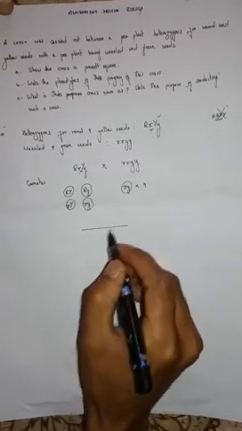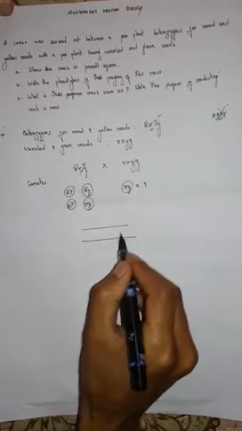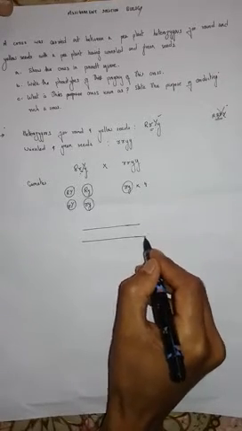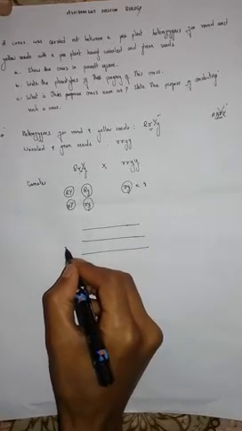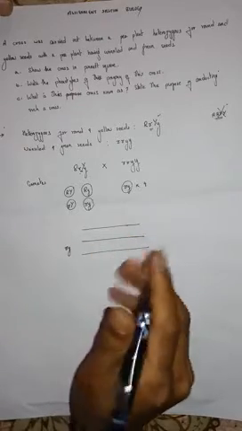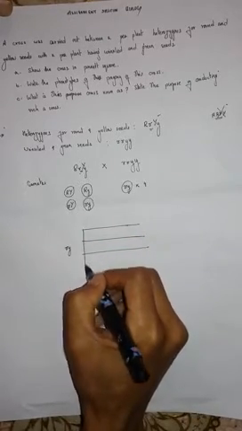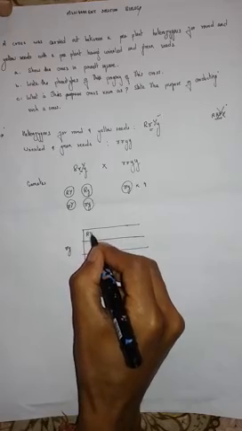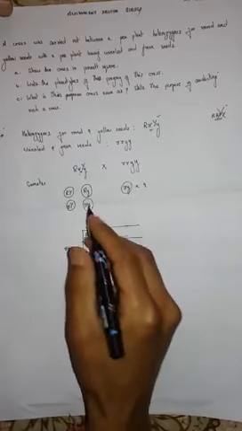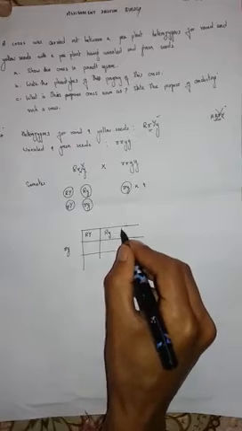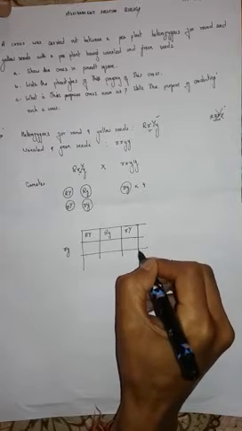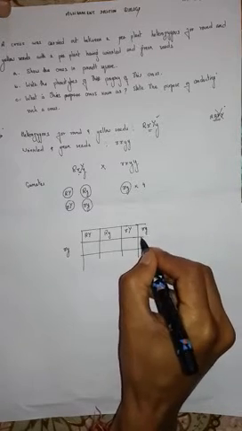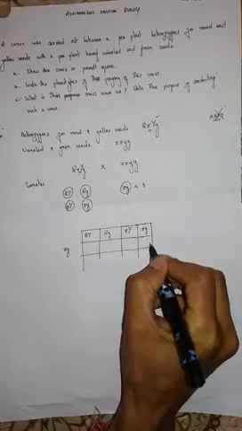Now let's put this in the Punnett square and check what offspring will be produced. We have the gamete small r, small y. Then for the other parent, the first gamete is capital R, capital Y, the second is capital R, small y, the third is small r, capital Y, and the fourth is small r, small y. These are the four types of gametes that are being produced.